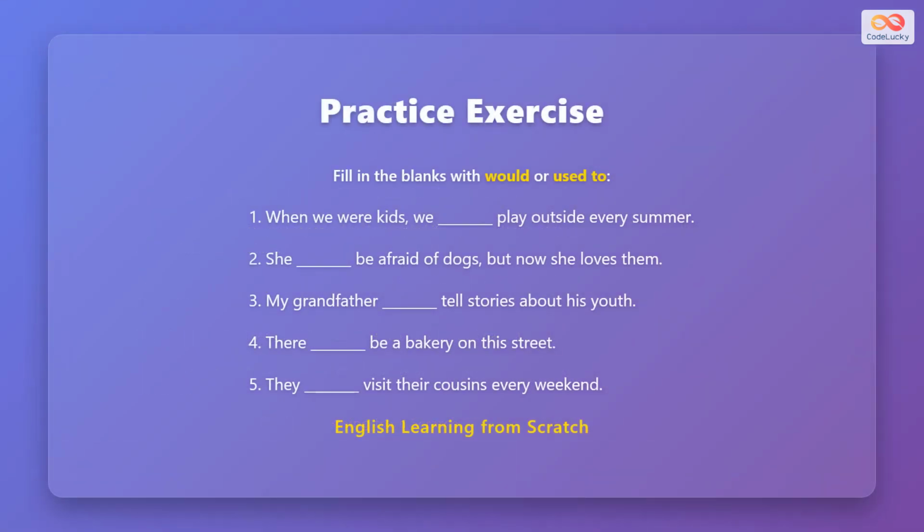Practice time. Fill the blanks with would or used to. Number 1. When we were kids, we blank play outside every summer. Number 2. She blank be afraid of dogs, but now she loves them. Number 3. My grandfather blank tells stories about his youth. Think about actions versus states.